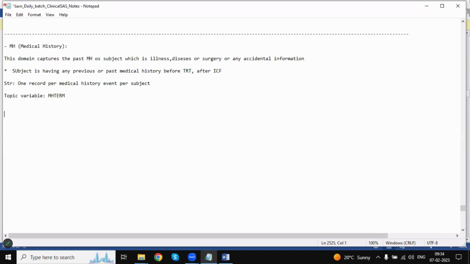Okay. So what are the identifier variables? What are the common variables we have? Study ID, domain name, unique subject ID, and sequence number. These are common variables that will come in every domain. So now let us discuss each variable in detail.